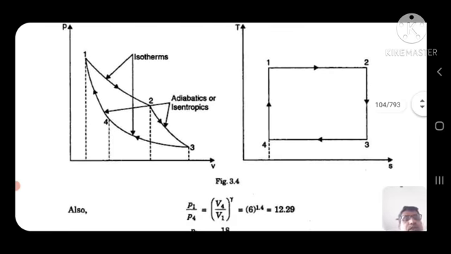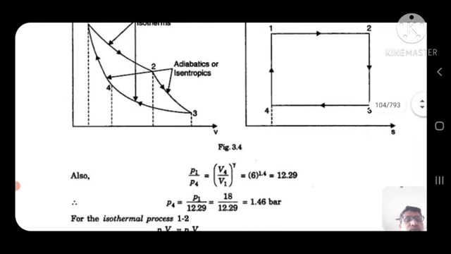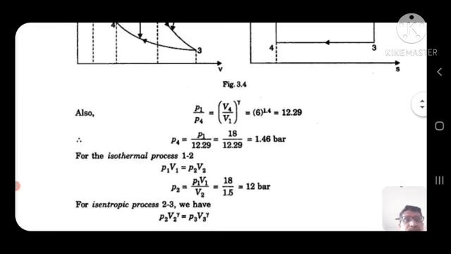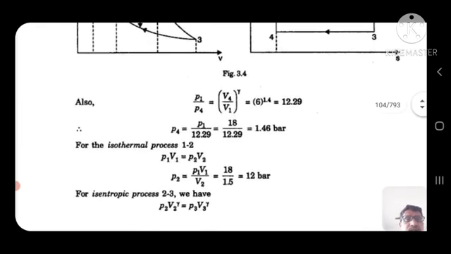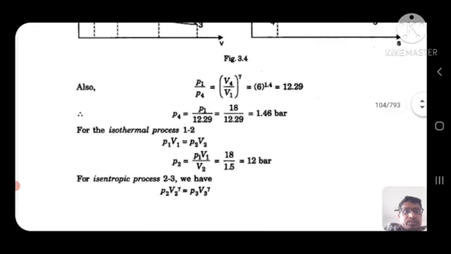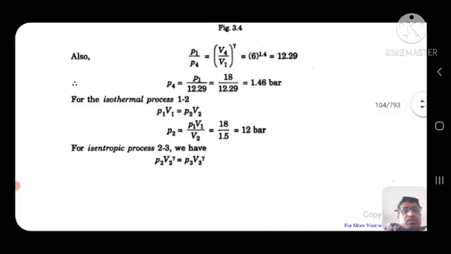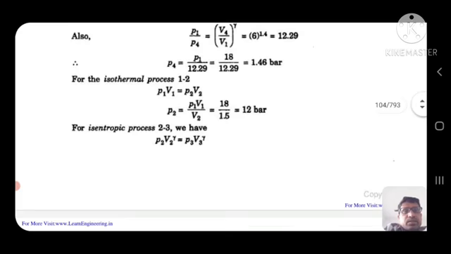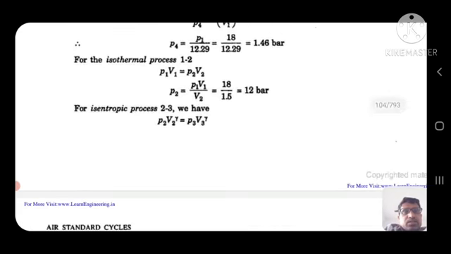So P1 by P4 is equal to V4 by V1 whole to the power gamma minus 1, 6 to the power 1.4, so 12.29. P4 is equal to P1 by 12.29, so 18 by 12.29 equal to 1.46 bar.